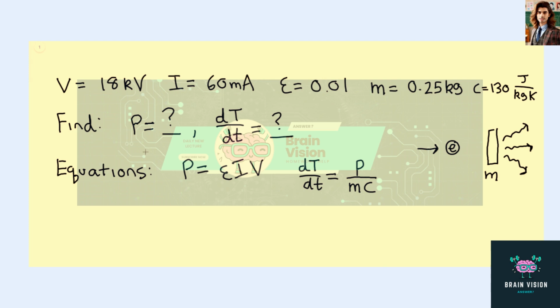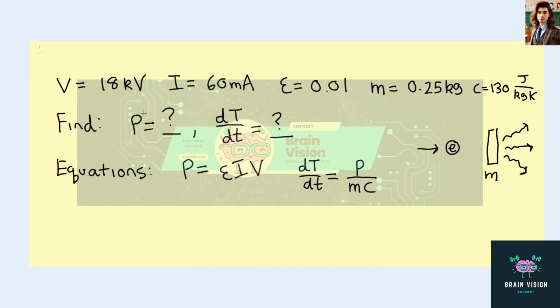We know that only 1% of the tube's energy is going into these X-rays per second, but we need to find what that power actually is. We also, and this is the slightly more complicated question, need to find the rate of change of temperature for this target if it's being supplied with this energy and it has these material properties M and C.